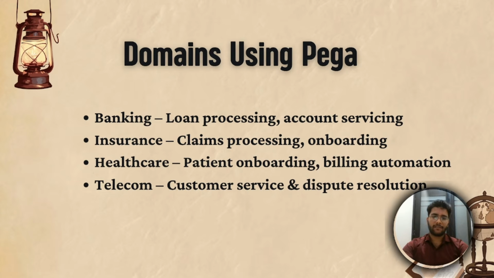Coming to insurance applications, it is an evergreen field, I believe, because in US healthcare domains, it is mandatory to have health insurance. So in this case, most of the healthcare insurance providers are using Pega. So in insurance claim applications, Pega can be used for claim processing or onboarding related stuff. And coming to healthcare, patient onboarding, billing automation, everything can be done. Telecom services also use Pega for customer service and dispute resolution.